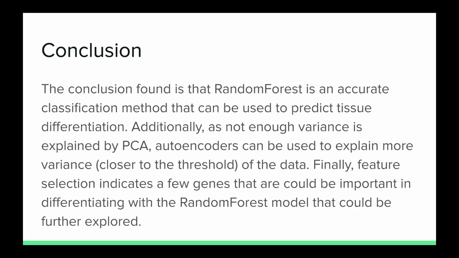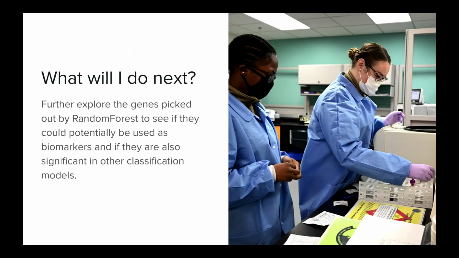The conclusion, like I said: RandomForest is an accurate classification method for this data set and can be used to predict tissue differentiation. Not enough variance is explained by PCA, so autoencoders are used as a supplement to explain more of the variance. And then feature selection is important for finding those biomarkers and genes that can be further explored. What can be done next?